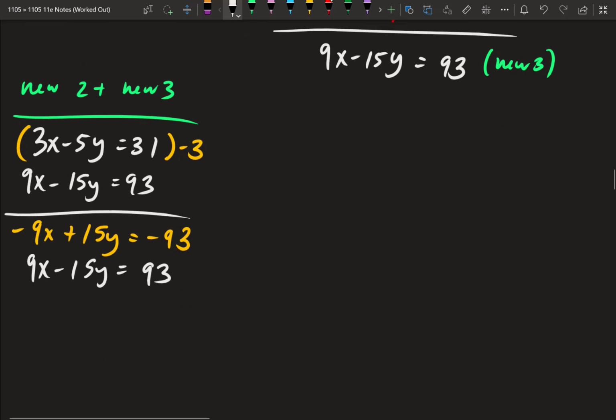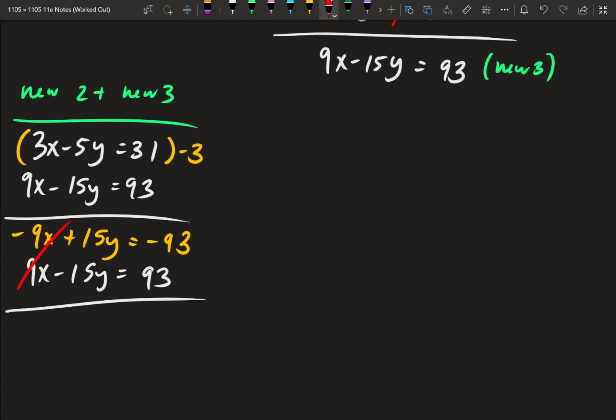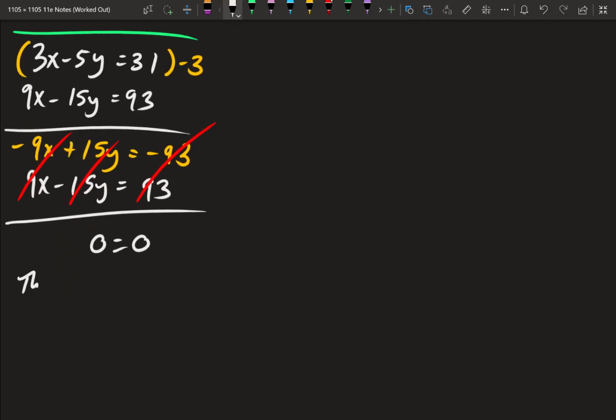What happened to everything? What's going to happen? Everything cancels. So we have 0 equals 0. Now that's true, right? 0 totally equals 0. That's like a real thing. Yeah, it's true. So we say the system is dependent. Now that's not our answer. This is where things get a little complicated.